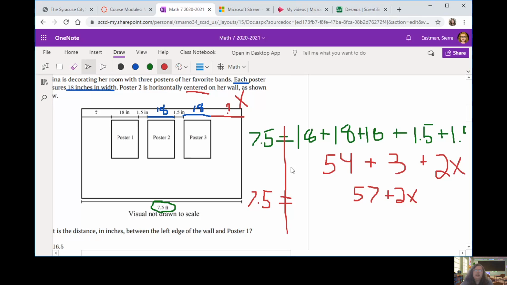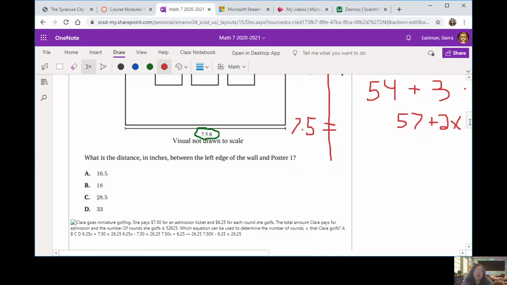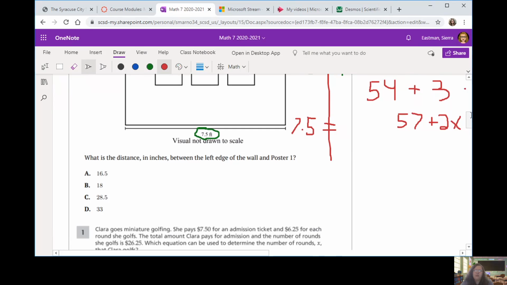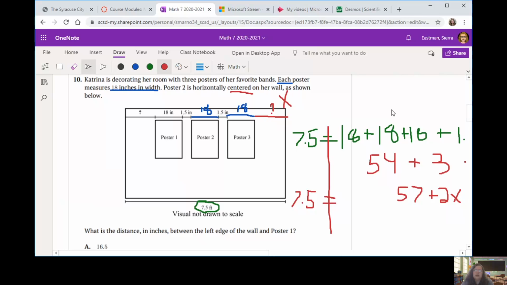How would a space on the wall be a negative value? They don't even give me that choice in my answers. So I'm thinking I made a small mistake somewhere. And this is okay. This is another tip that I wanted to give you guys.